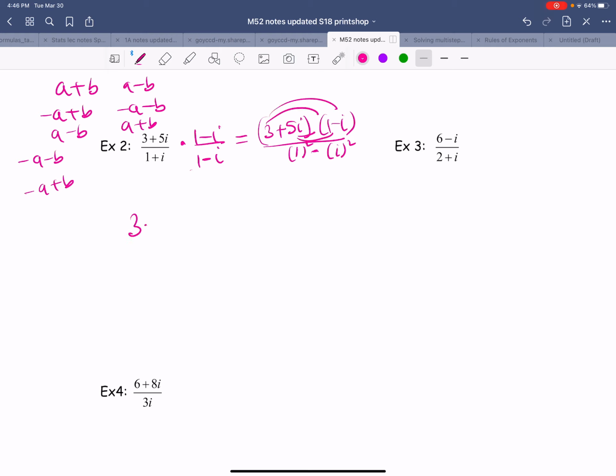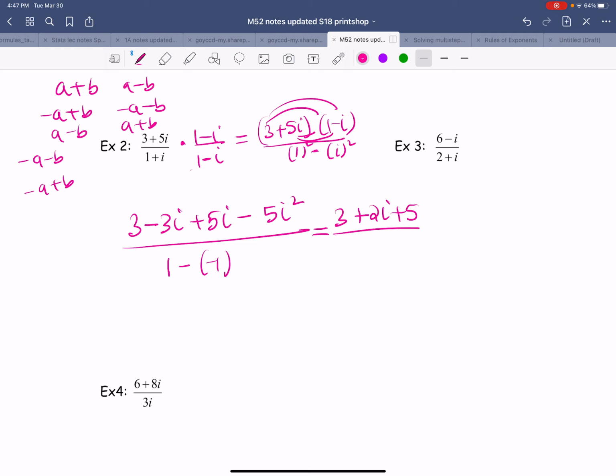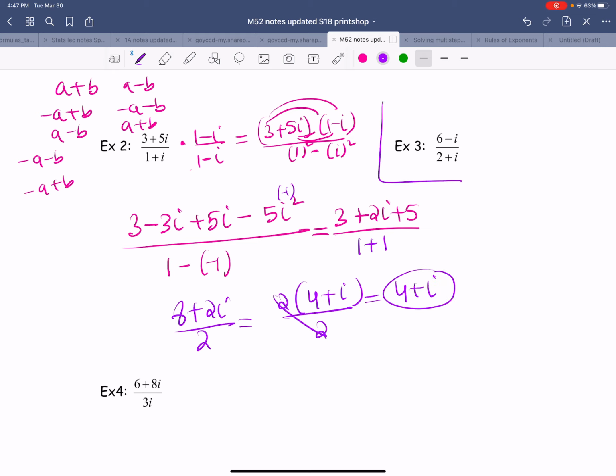So it leaves me with 3 minus 3i plus 5i minus 5i squared divided by 1 minus i squared, which is equal to negative 1. And that is going to be 3 plus 2i plus 5 because i squared is negative 1. Negative 5 times negative 1 would be a positive 5. In the denominator, we would have 1 plus 1. So it turns out to be 8 plus 2i divided by 2. We can pull out the common factor 2 from the numerator and cancel with the denominator. So 4 plus i is what we are left with.